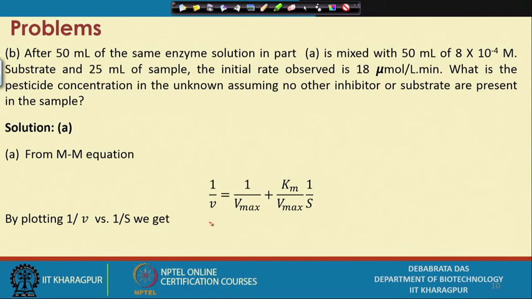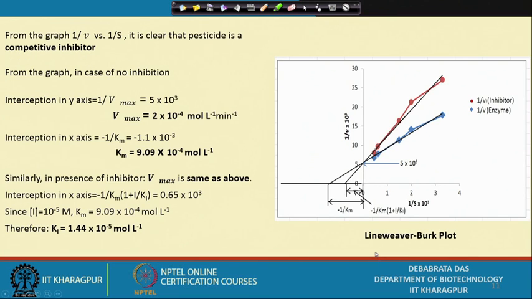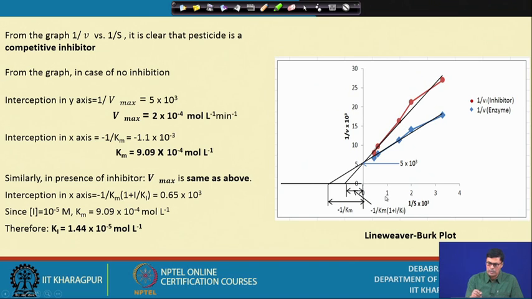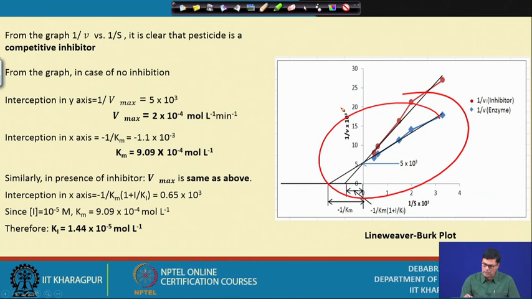Now, in the Michaelis-Menten equation, in the Lineweaver-Burk plot, we have 1 by V equal to 1 by V max plus Km by V max times 1 by S. When we plotted this on graph paper, we came across this kind of plot. This is with inhibition, and this is without inhibition. It is clear from this graph that this is an example of competitive inhibition. Am I right?